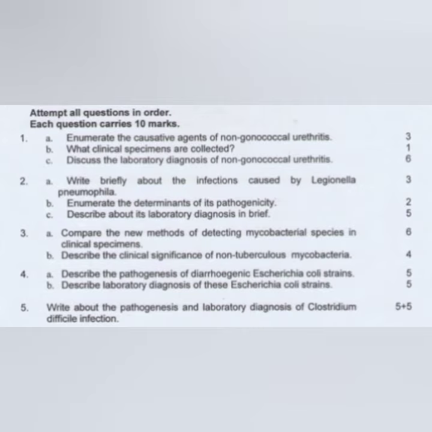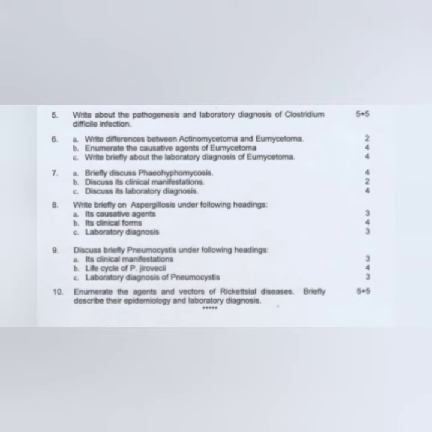5 marks. 5. Write about the pathogenesis and laboratory diagnosis of Clostridium difficile infection. 10 marks. 6. A. Write differences between actinomycetoma and eumycetoma. 2 marks. B. Enumerate the causative agents of eumycetoma. 4 marks. C. Write briefly about the laboratory diagnosis of eumycetoma.